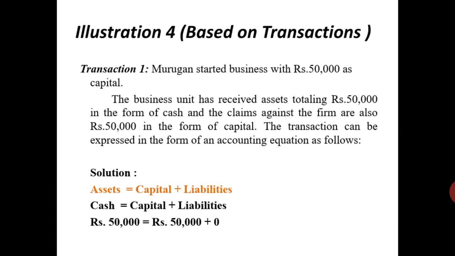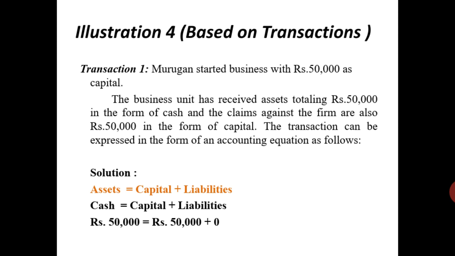Illustration 4. Based on the transactions of a certain company. Transaction 1. Murugan started business with cash of rupees 50,000 as capital. The business unit has received assets totaling rupees 50,000 in the form of cash, and cash comes under the real account. As per the real account, whatever is coming into the business should be debited. Remember this: whenever you are passing an entry or preparing the accounting equation, you need to remember the double entry system rules or the golden rules of accounting. Otherwise it is not possible to prepare the accounting equation or to know about the debit and credit side.